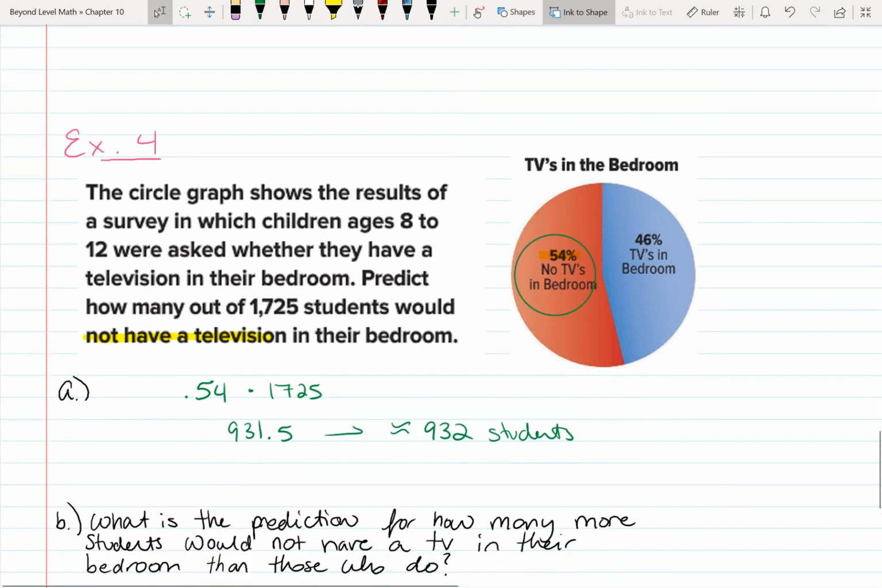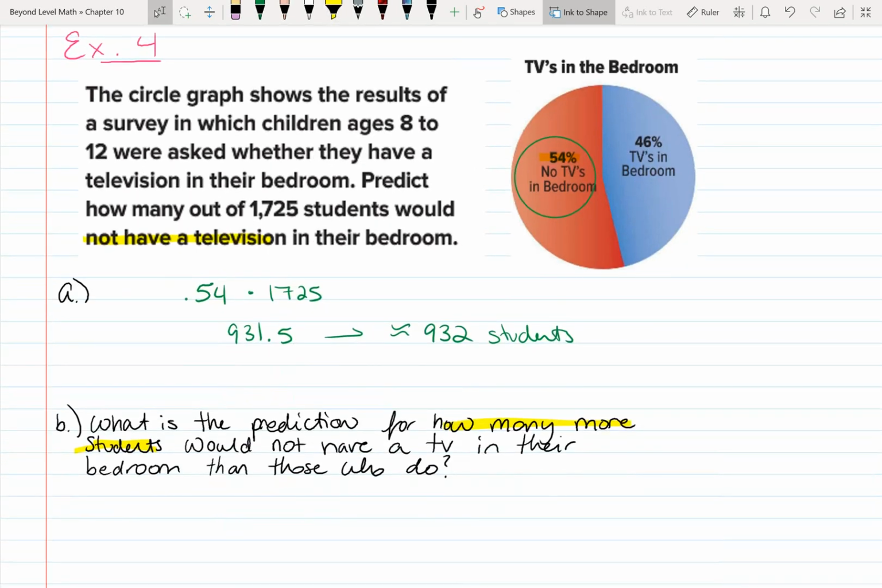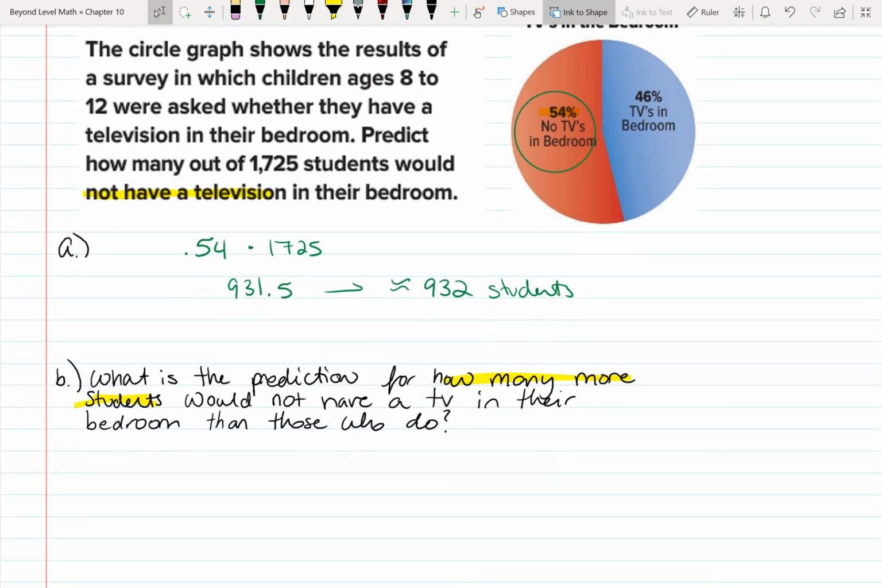Alrighty. Example B. What is the prediction for how many more students, okay, so that's important, how many more students would not have a TV than those who do? So how many more? That means we're looking at the number of students who don't have a TV, and we need to subtract the number of students who do have a TV to find how many more don't than how many do. So we've got that 932.